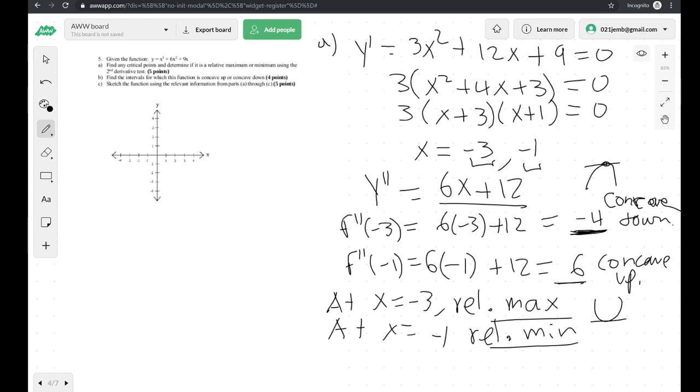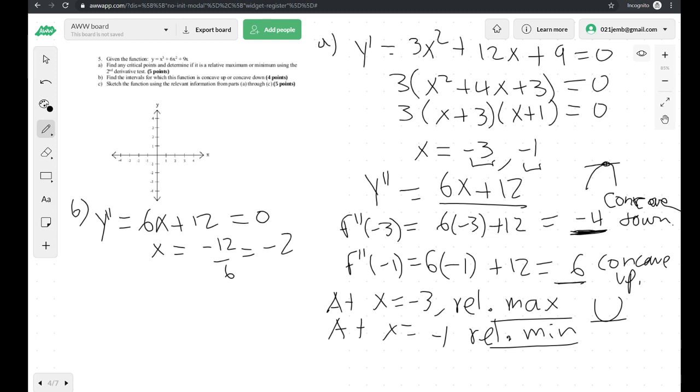So now for part B, we're going to find the intervals for which this function is concave up or concave down. Well, that's pretty easy now that we know the second derivative. If we know the second derivative, then we know the intervals. So we know that the second derivative function, y double prime, is just 6x plus 12. And so we set this equal to 0, and we get that x equals negative 12 over 6, which is just negative 2.